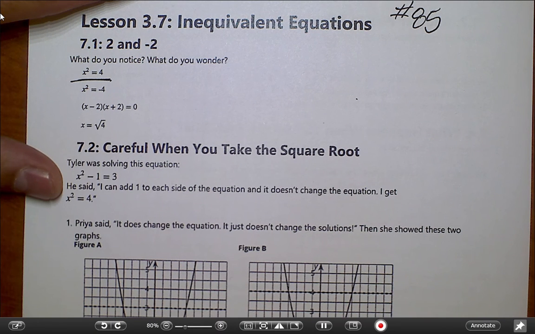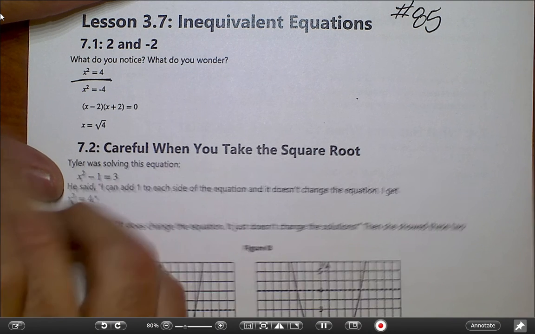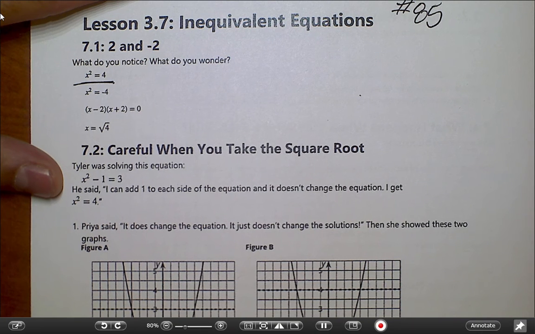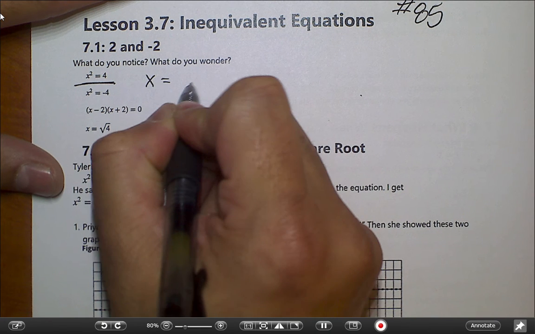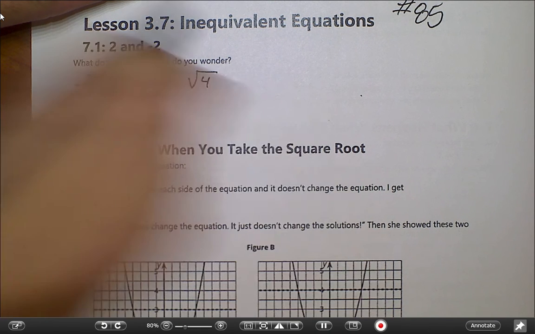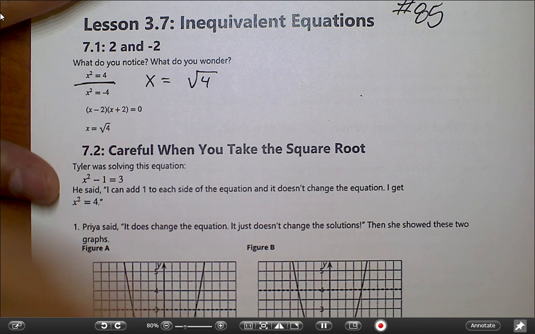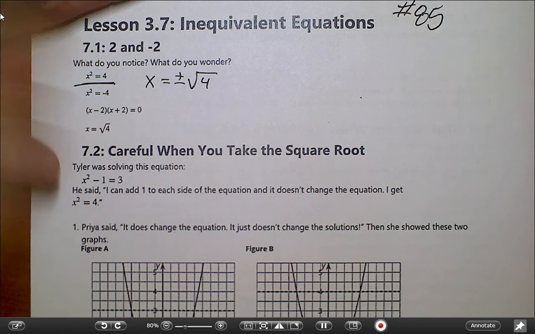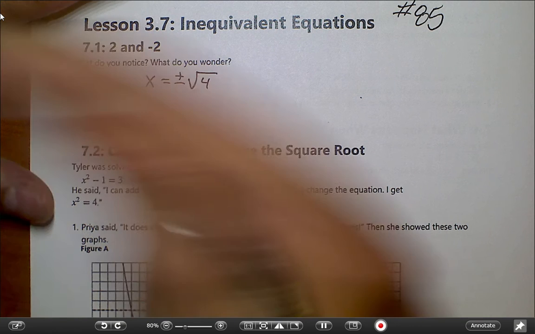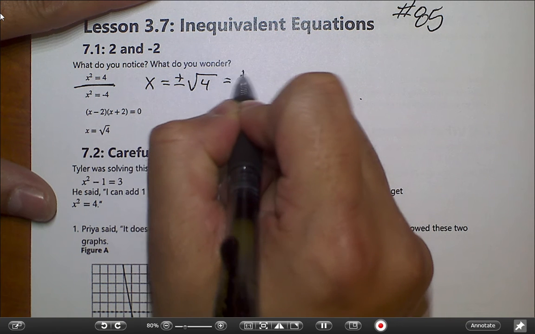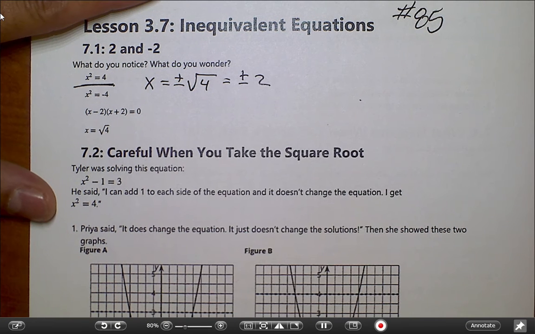so right here, what do I do to undo a square? Square root. So x equals square root of 4, and what was that? Plus or minus. Very good. Whenever I do this, it's got to be a plus or minus, right? That's important. So this is going to give me plus or minus 2. How come? Oh, because negative. Got it.